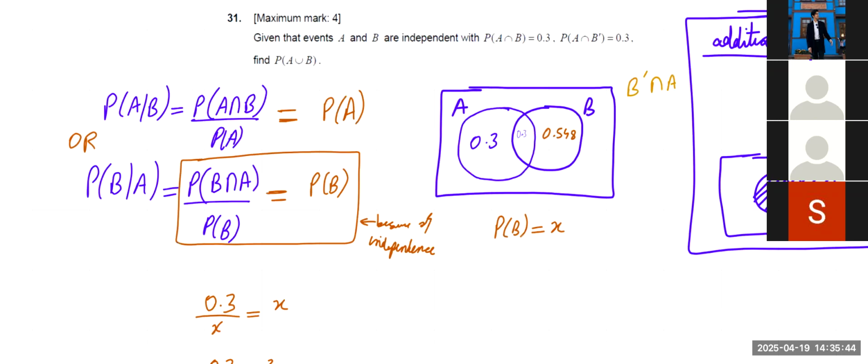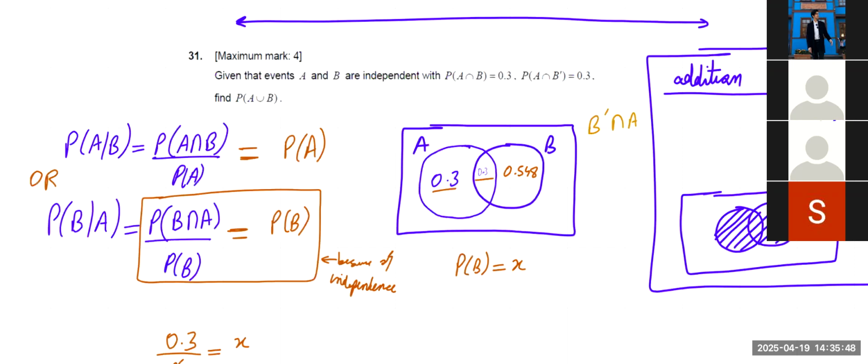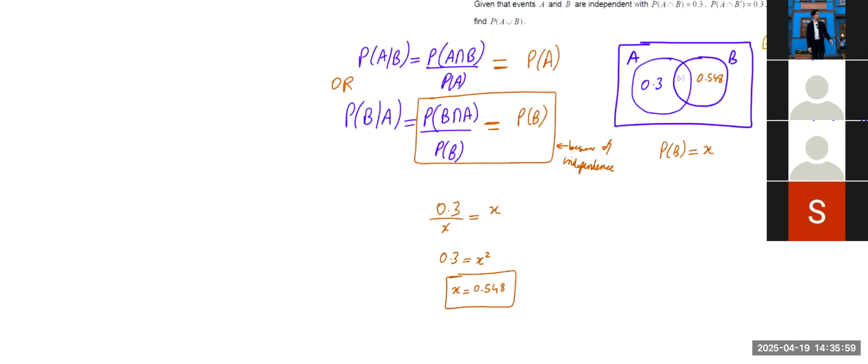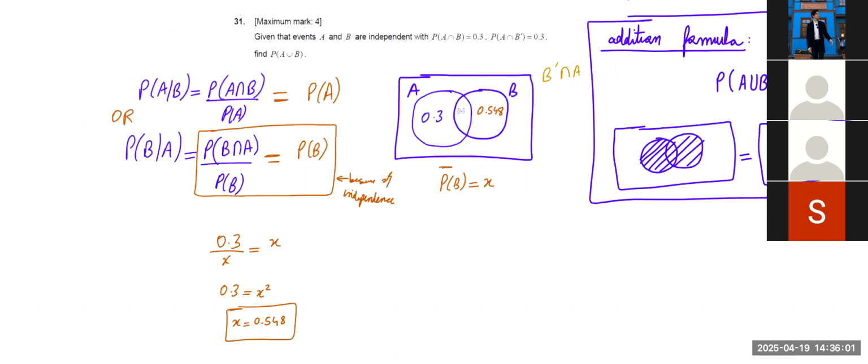Now it might be very tempting to write 0.548 over here and call it a day, but do not do that, because you should notice that if you add these three, it's already more than 1. How is that possible? Right? So my question to you now is, why is this not 0.548? Didn't I just calculate what P of B is? It's 0.548. So why is this not 0.548? Why can't I write it there?